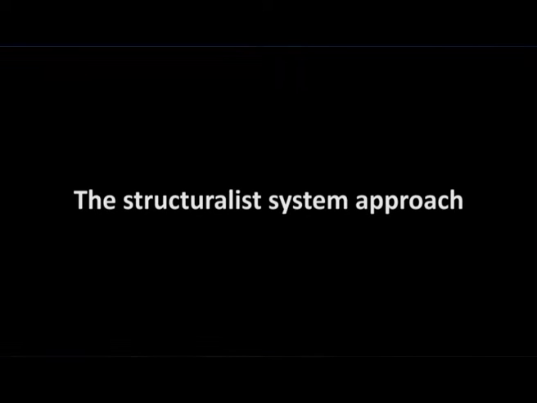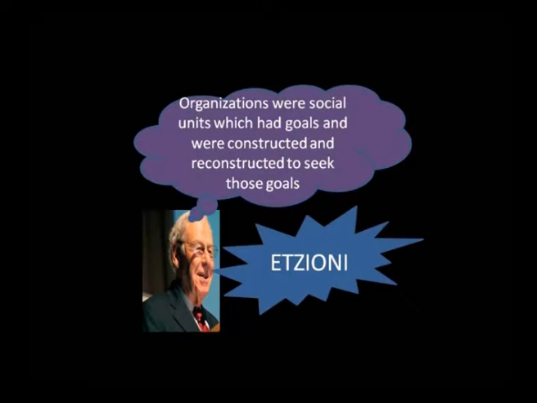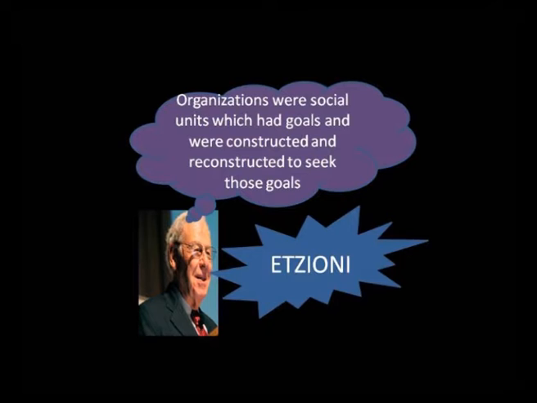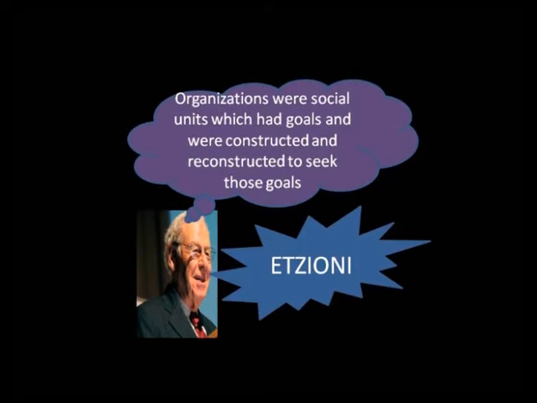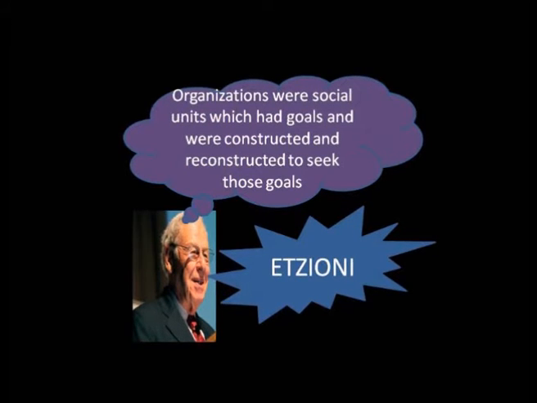The structuralist system approach. The structuralist system approach had many researchers like Blau and Scott and later on Etzioni adopt the structuralist system approach. They did this by categorizing the organization as formal and complex. According to Etzioni, organizations were social units which had goals and were deliberately constructed and reconstructed to seek those goals.